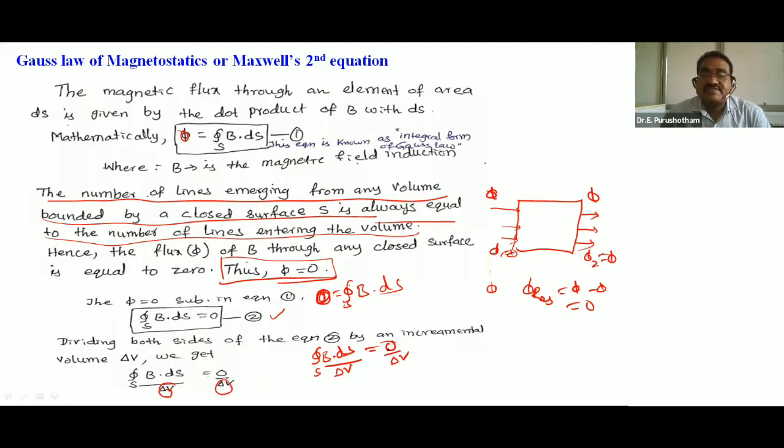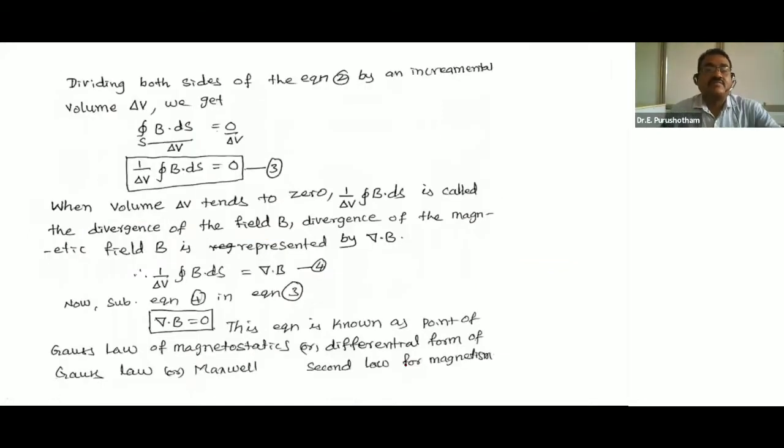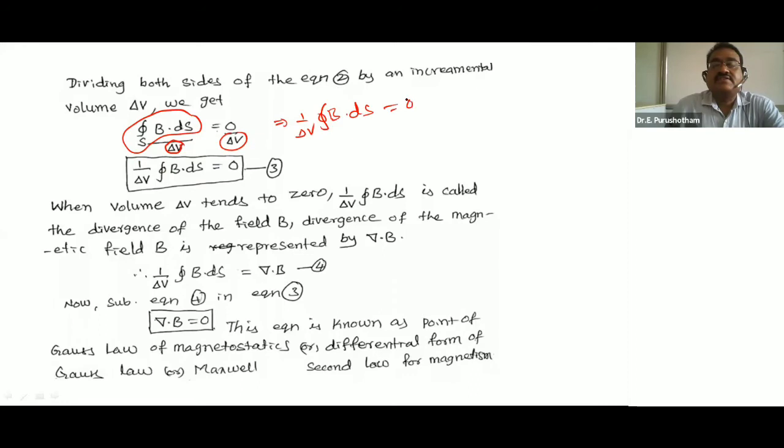So what about this? This is 0. 0 by something is 0. We can write: 1 by delta V, surface integral of B dot ds is equal to 0. You can see in the next slide. Up to here, same. So this is 1 by delta V. What I am saying here, 1 by delta V, the remaining surface integral of B dot ds is equal to 0. This is equation number 3.